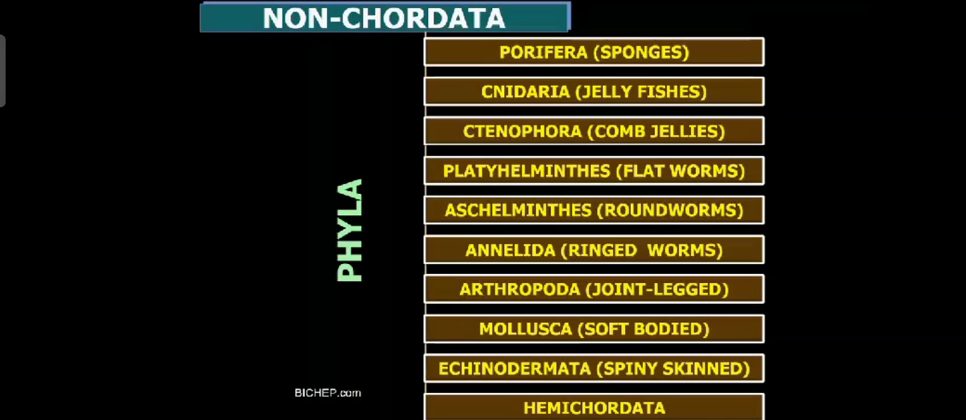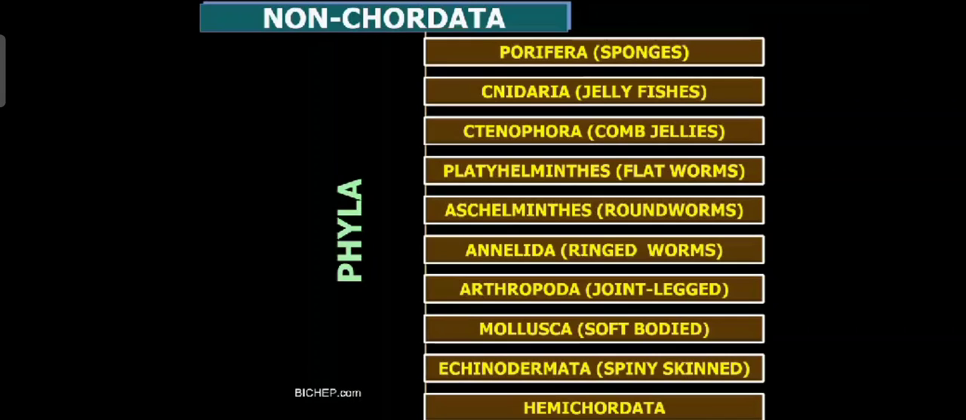So body is segmented. So that is called ringed worms. That is Annelida. Then phylum Arthropoda. Arthro means jointed. Poda means legs. Jointed legs will be there. All the insects and all. So it is phylum Arthropoda. Then phylum Mollusca. Mollusca means soft bodied animals. For example, the pila or the snails. Okay. Then phylum Echinodermata. Echino means spiny. Dermata means skin. Spiny skins. For example, starfish. So these are 9 phyla, and the 10th one Hemichordata.